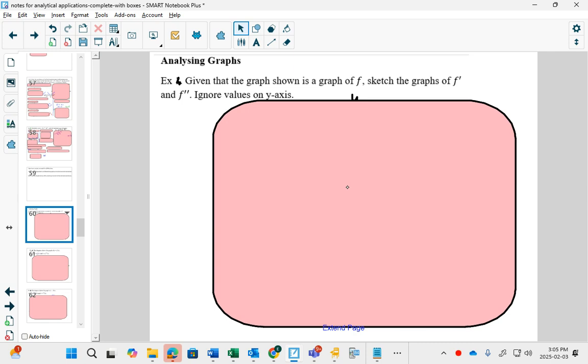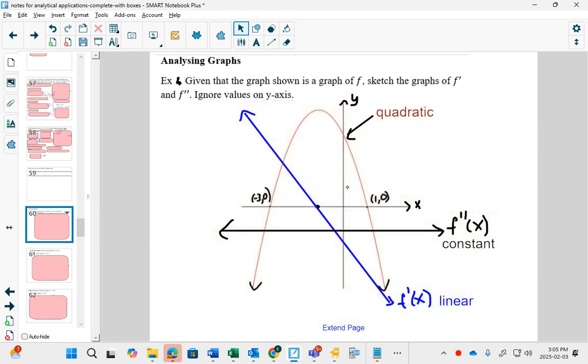So what's going to happen next is we're going to get just random graphs without anything labeled. And based on those random graphs, you have to think about what the graph of the derivative would look like and what the graph of the second derivative would look like. So here is our first graph, and we had a quadratic equation.